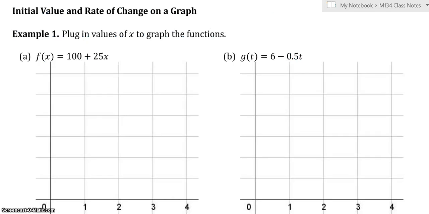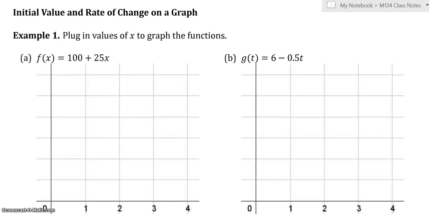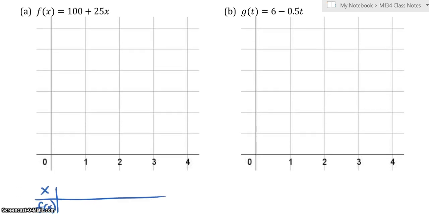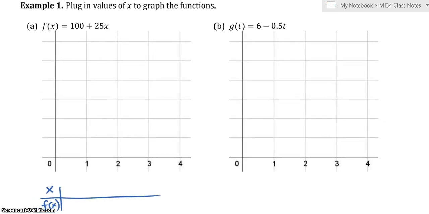What does this rate of change look like on a graph? To answer that, let's go ahead and look at example 1. It says to plug in values of x to graph these functions. So I'm going to make a table down here, maybe make this a little smaller, and I'm going to plug in some values. So let's plug in 0, maybe 1, and 2. So if I plug in 0 here, we get 100. Plug in 1, we get 125. Plug in 2, we get 150.